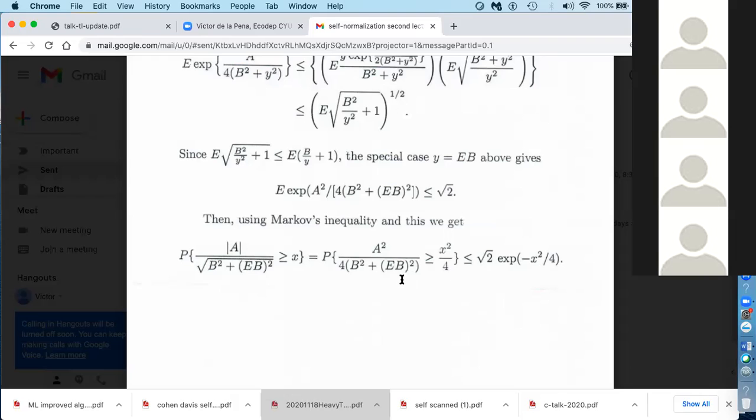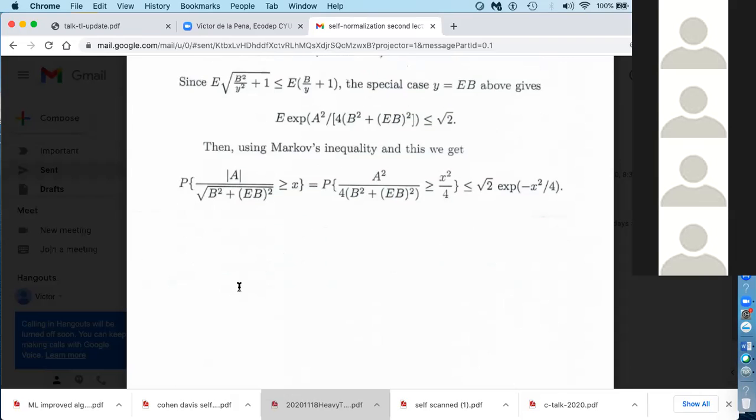So this takes us to a situation where we get exponential bounds, even in the case where the variables have infinite variance. And so this is satisfied by heavy tail distributions. You don't have to have a variance to use this bound.